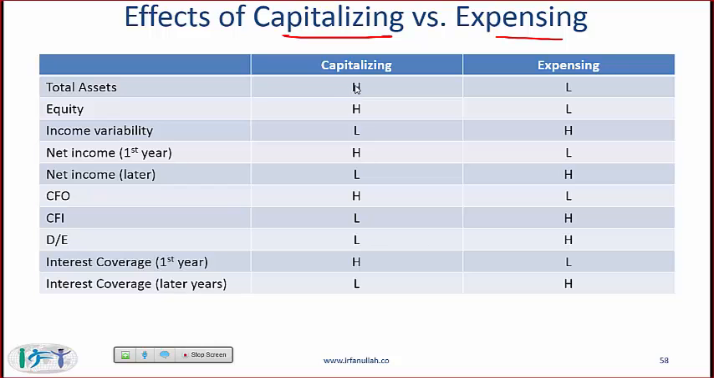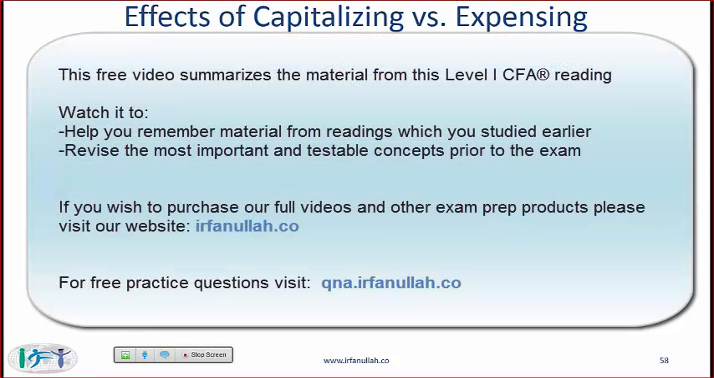If you are comparing two companies that are similar in all respects, one capitalizes, which means that it buys the asset and then shows it as an asset, versus another company that buys the asset but then expenses it. What is the difference in total assets? Obviously, the company that is capitalizing will have higher total assets. If the assets are higher, then equity will be higher because capitalizing versus expensing makes no difference to liabilities.